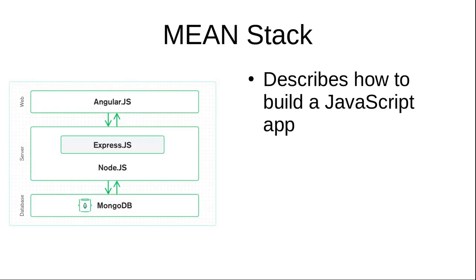So here's another example of a stack. This is the MEAN stack. If you're a JavaScript developer, you've probably run across this. And it basically describes one way of building a JavaScript application with a front end and a back end, running JavaScript on both, and then having it talk to a database ultimately.